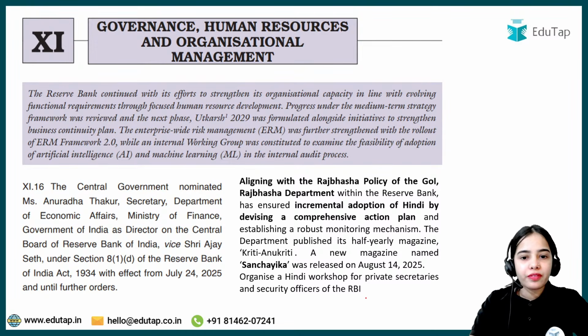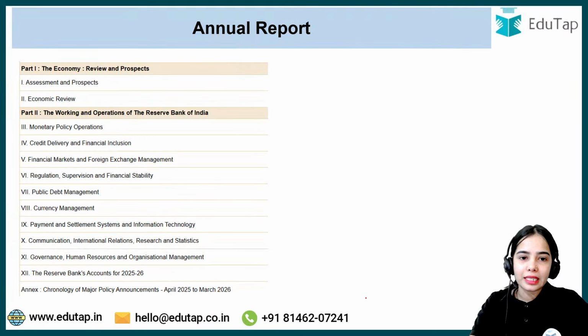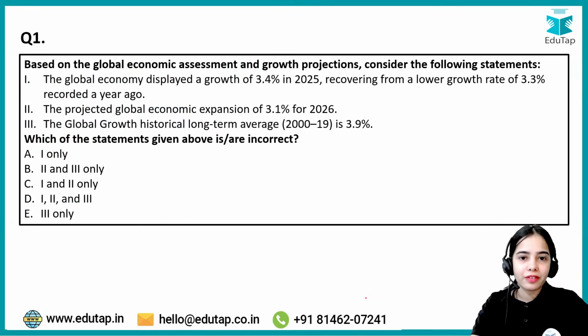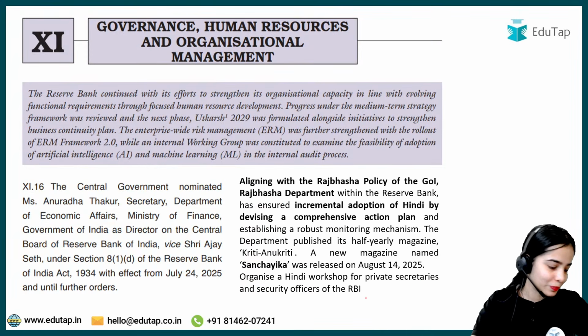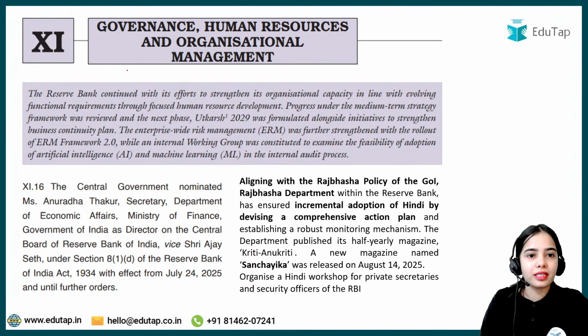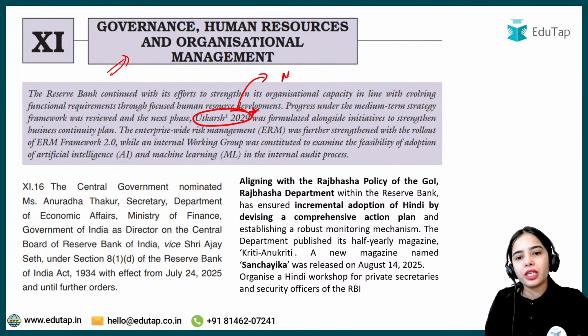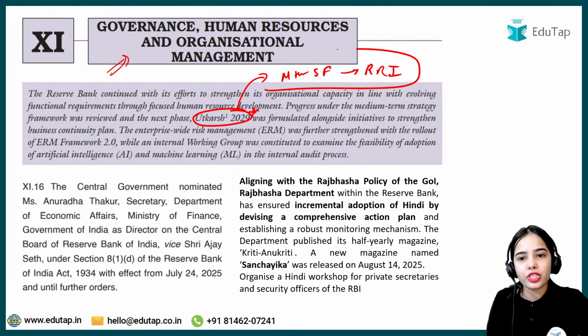Next, coming to the 11th chapter. This is the last chapter and this is the last slide that we have to discuss. Then we can start with our MCQs. Chalo. The good thing is that this is going to finish. Governance, human resources and organizational management, nothing much to discuss here. Utkarsh 2029 has been formulated. That is basically the medium term strategy framework for the Reserve Bank of India, on which I've taken a detailed session.